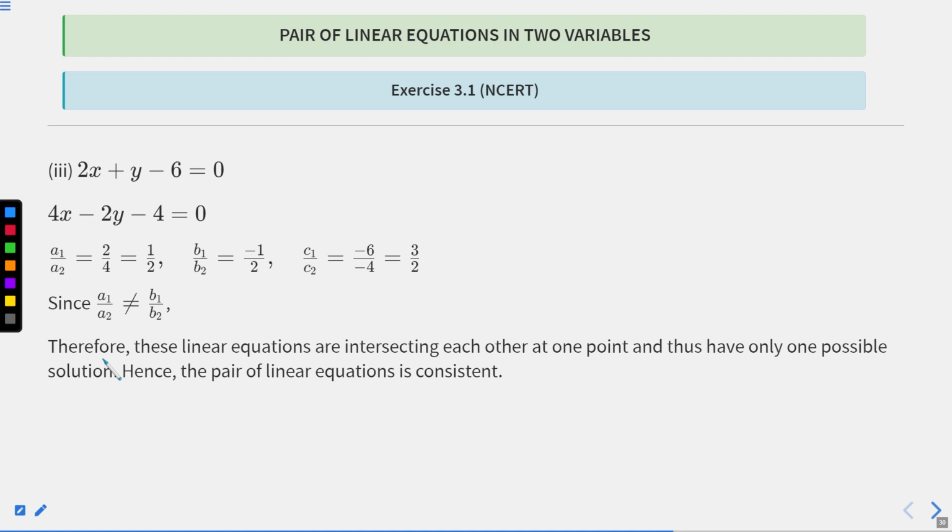For the third one we have the pair of linear equations 2x plus y minus 6 equal to 0 and 4x minus 2y minus 4 equal to 0. Here the ratio a1 by a2 is equal to 2 by 4, that is 1 by 2, the ratio b1 by b2 is equal to -1 by 2, and the ratio c1 by c2 is equal to -6 upon -4, that is 3 by 2. Since a1 by a2 is not equal to b1 by b2, these linear equations intersect each other at one point and thus have only one solution. Hence the pair of linear equations is consistent.